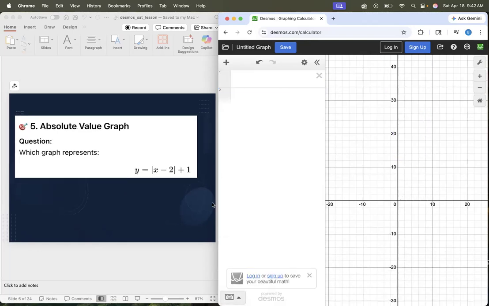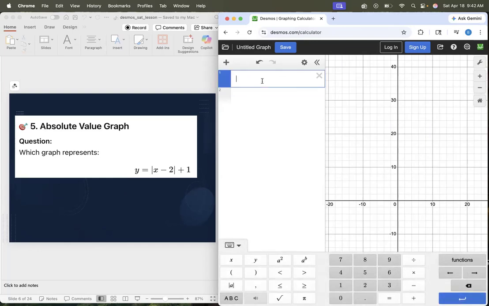We have y is equal to absolute value of x minus 2, plus 1. These can be graphed, and then you can look at it. They can give you a different kind of graph, and they want you to show them whether this represents that, right? So x minus 2 plus 1. And this is what it looked like, absolute value.